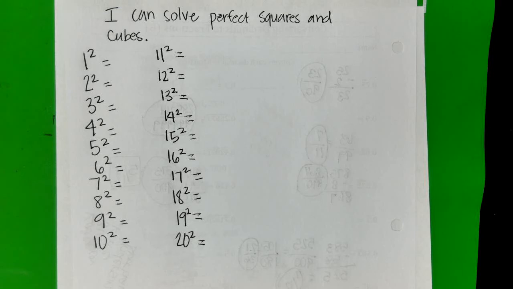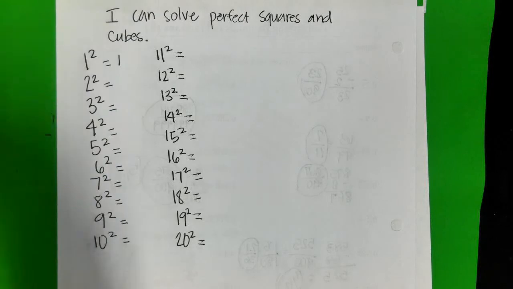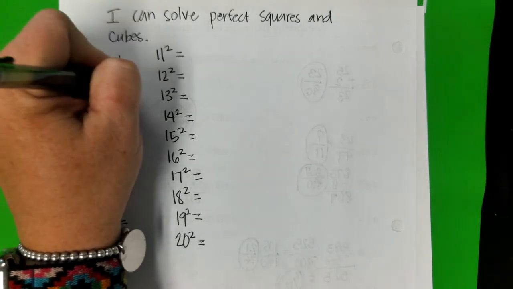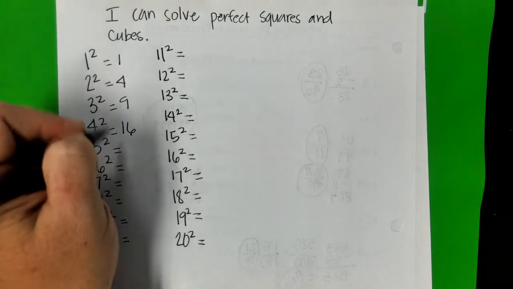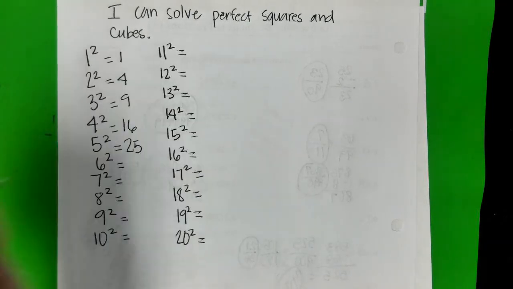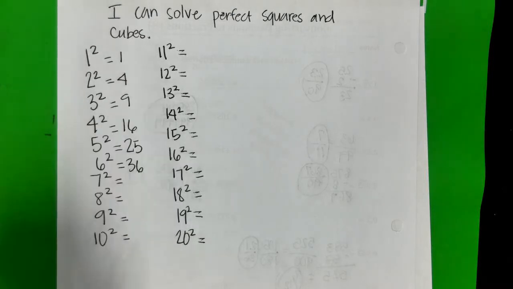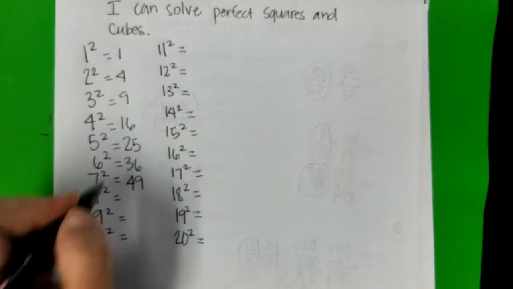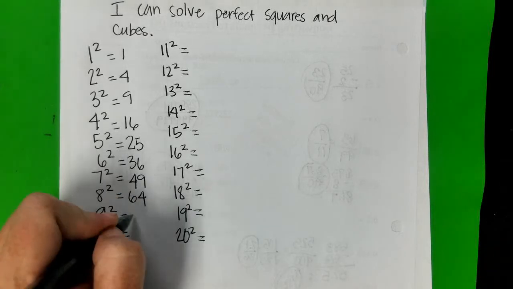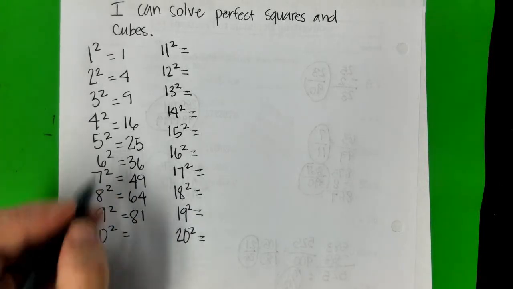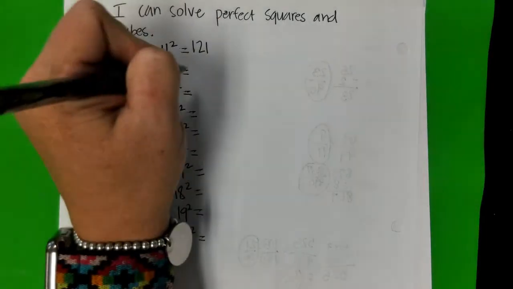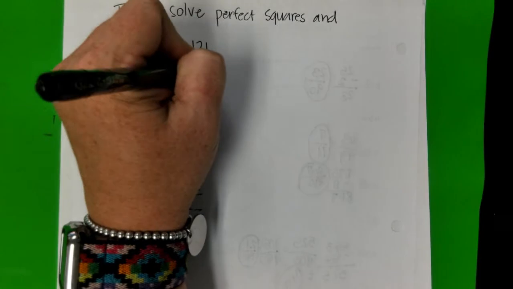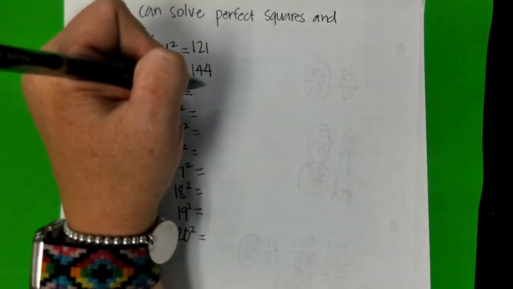What is 1 squared? That means 1 times 1. 1. 2 squared. 3 squared. 4 squared. 5 squared. 6 squared. 7 squared. 8 squared. 9 squared. 10 squared. 11 squared. 12 squared. 13 squared. How far can you go?